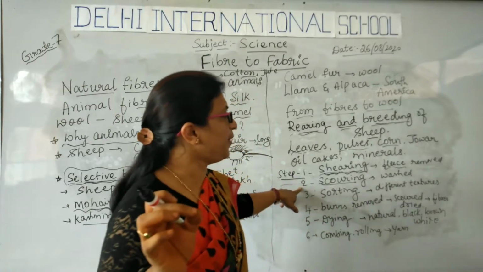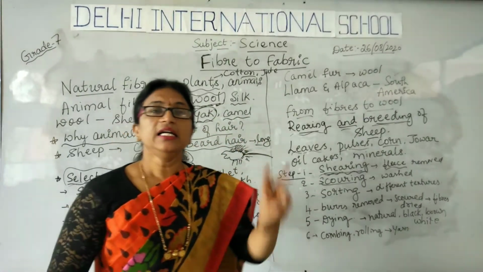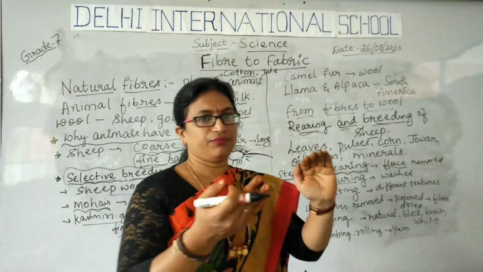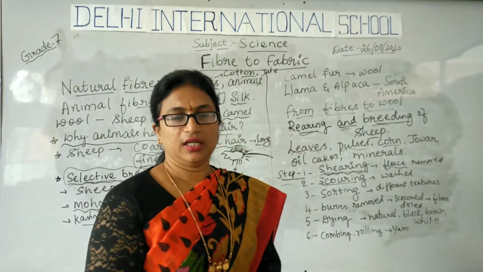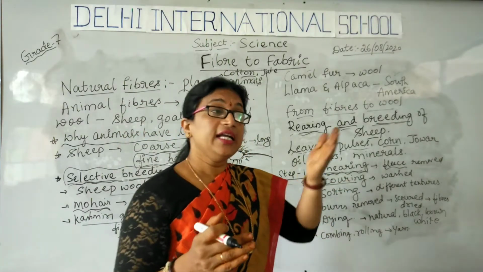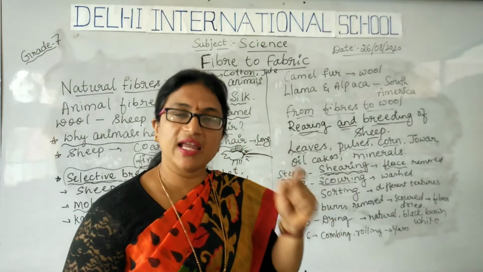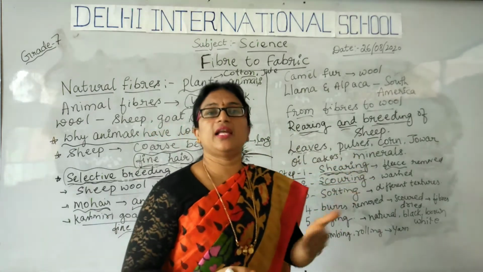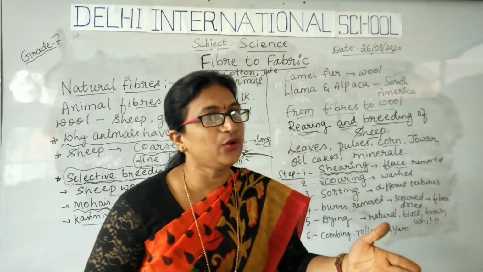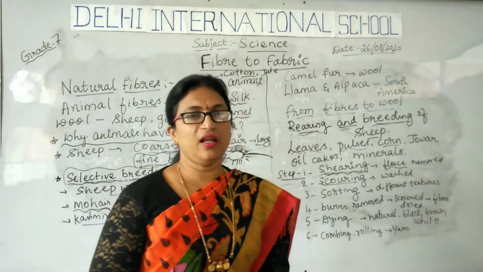So next step is scoring. In the second step, after the sheared hair is collected, it is again sheared to get the fine hair. If the sheep bears fine hairs, that is separately collected, because that is very good quality wool. So apart from this, there is coarse beard hair.